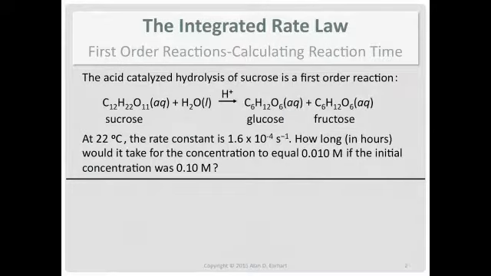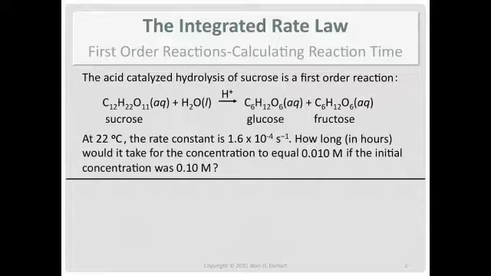Water can cleave sucrose, which is a disaccharide, in the presence of acid into two monosaccharides, glucose and fructose. Now you were given concentrations in this problem and were asked to figure out how long it's going to take. This requires an integrated rate law.